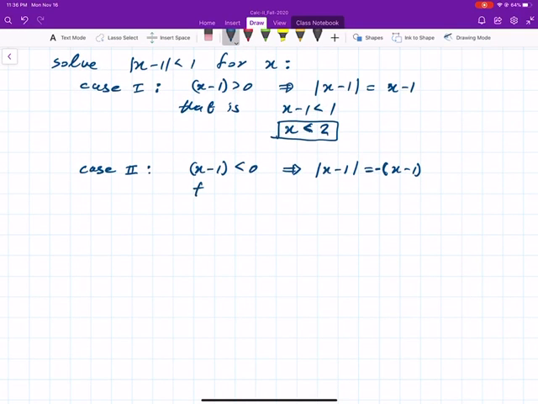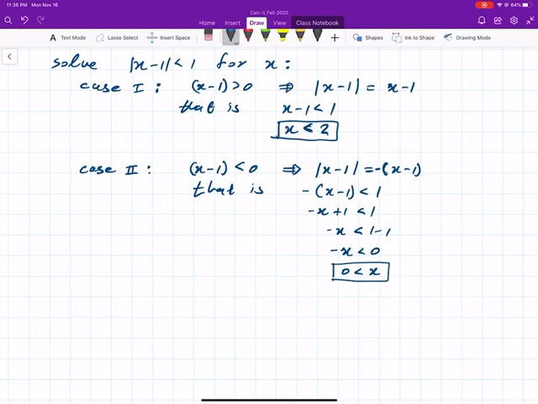You write minus (x minus 1) less than 1, and then you multiply through: negative x plus 1 less than 1, and then negative x less than 0. Then finally you write x is greater than 0. This is the second case.